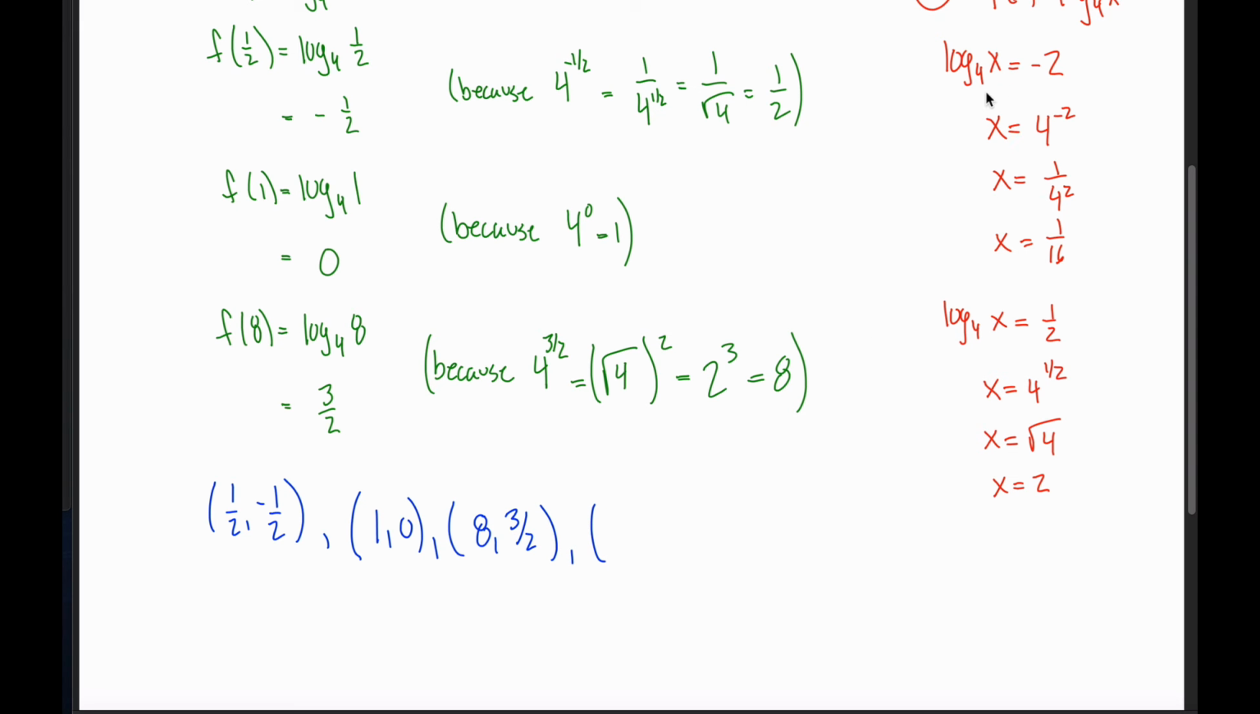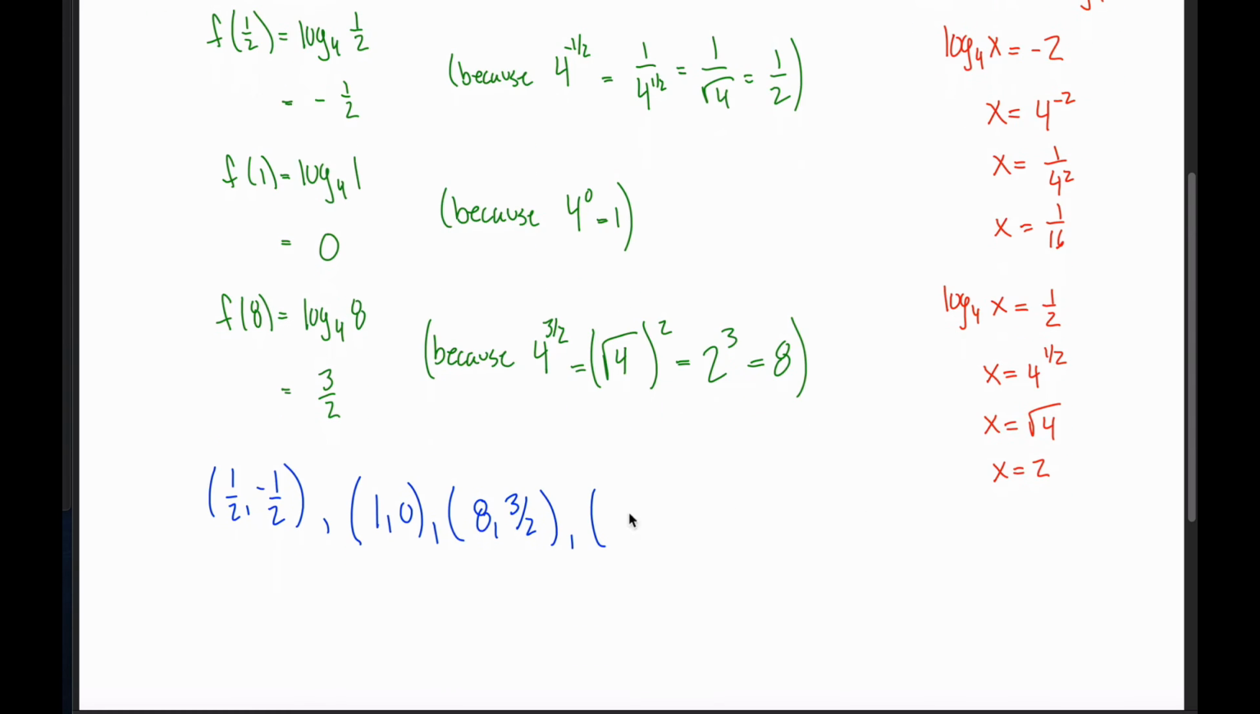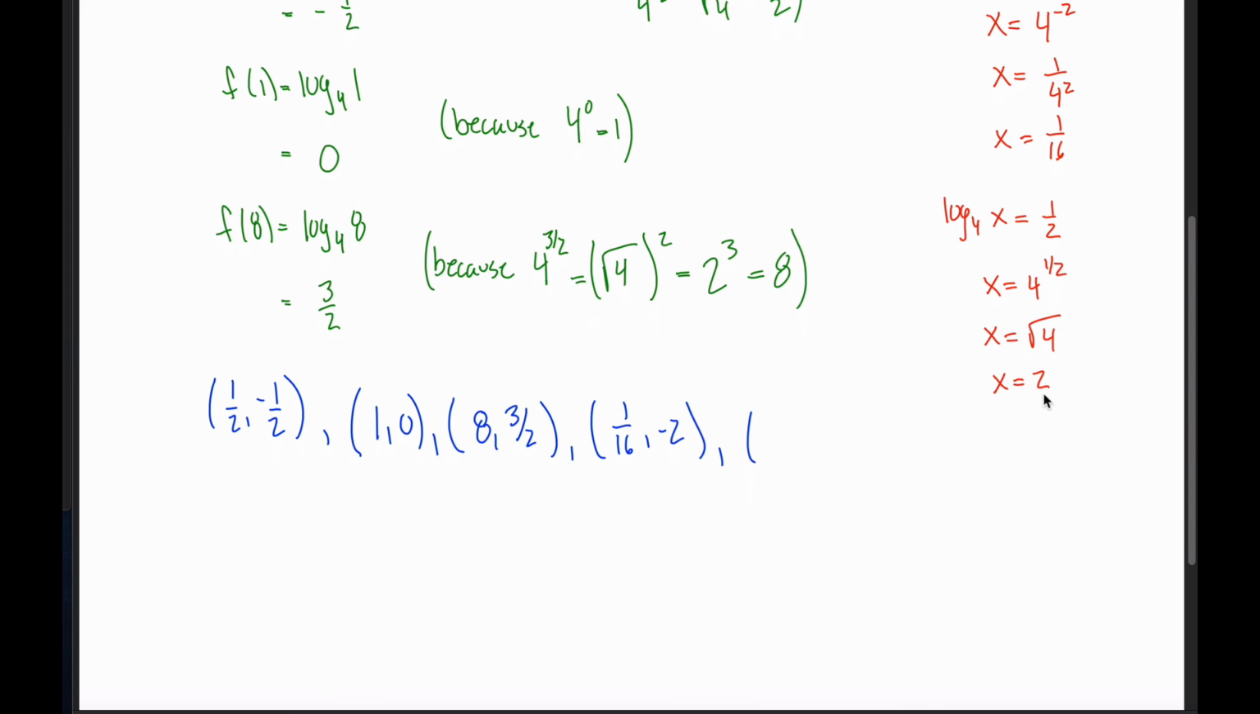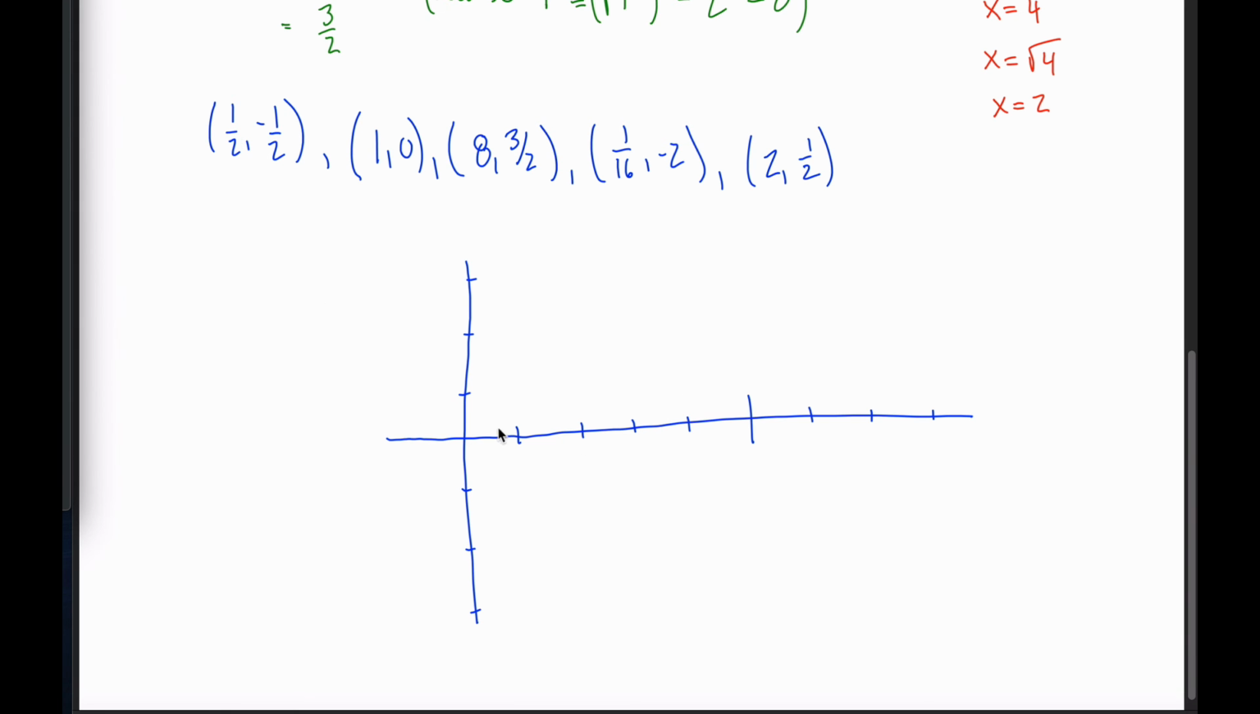And then up here, we figured out that when we put 1/16 in, negative 2 comes out. So that gives me the 4th point on the graph. And finally, my 5th one is when I put 2 into this function, I figured out that 1/2 comes out. So with these 5 points and a little bit of knowledge on what the graph of logarithmic functions looks like, I can come up with the graph that I need. So this first point, when x equals 1/2, y equals negative 1/2, that would be roughly speaking right here. When x equals 1, y equals 0, that's easy, that's right here.